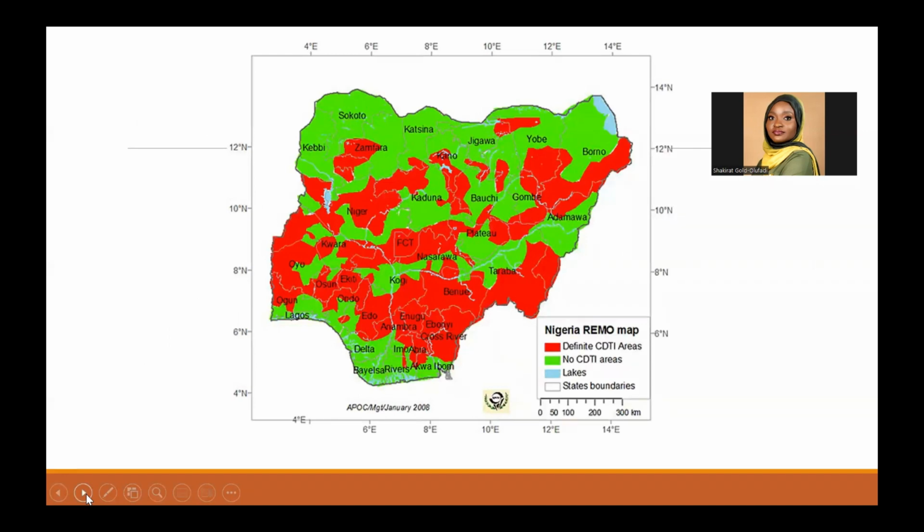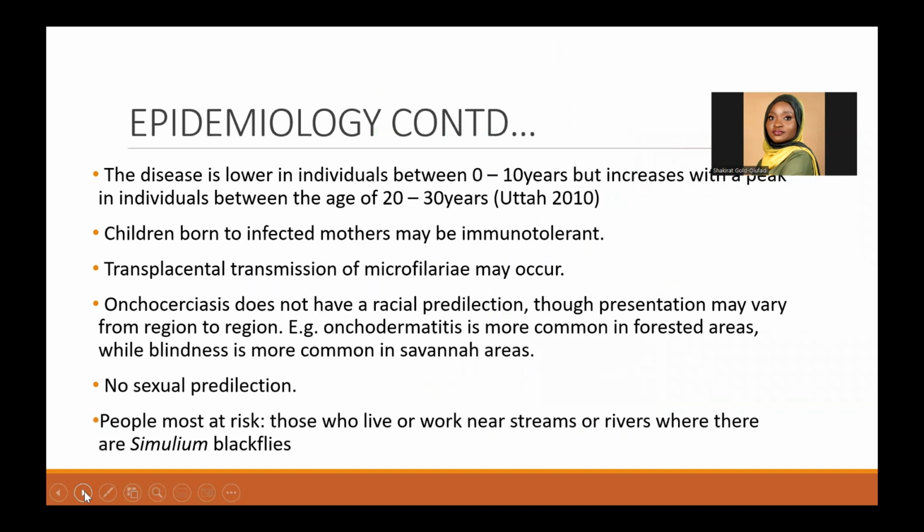So this is a map of Nigeria showing areas where there have been cases. So it's all over, really. You have it in the southwest, in the southeast, in the north central, and also the northwest and northeast. So it's quite endemic in Nigeria. It's almost every region of the country, in fact, every region of the country.